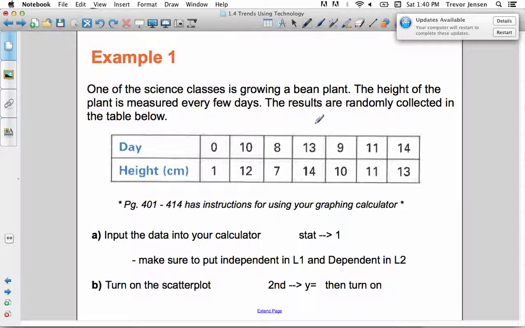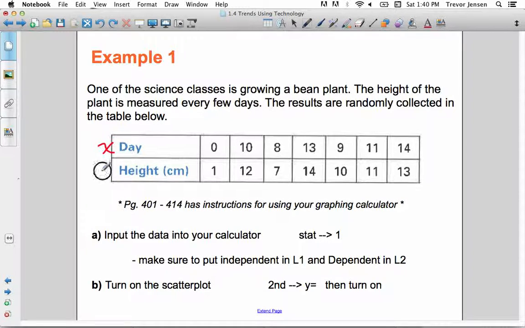So we're going to perform a linear regression for this example right here. I'm finally going to show you how to actually use the calculator to perform the regression to get the equation of your line of best fit, your r value, and your r-squared value. So here's the example. One of the science classes is growing a bean plant. The height of the plant is measured every few days. The results are randomly collected in the table below. So I've got my table of values. I've got my independent variable, the day, and my dependent variable, the height of the plant.